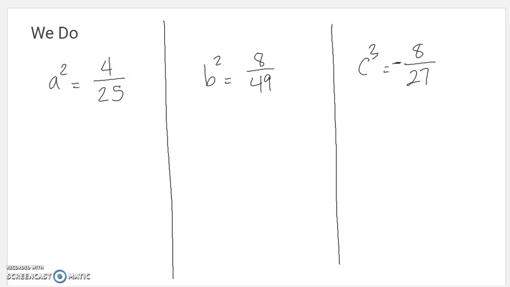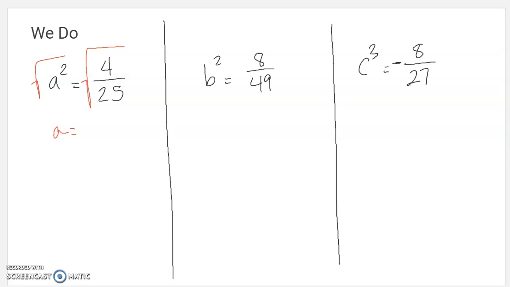Open your math notebook. Let's do 3 together real quick so that you don't get terribly intimidated by these in the future. So let's start with one that comes out nicely. A squared equals 4/25. So to find A, I would find the square root of both sides.